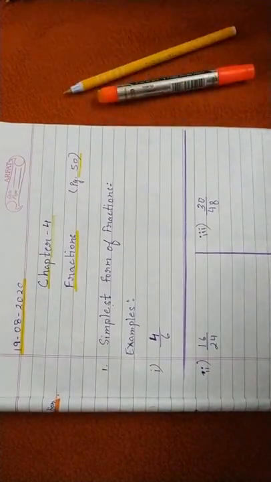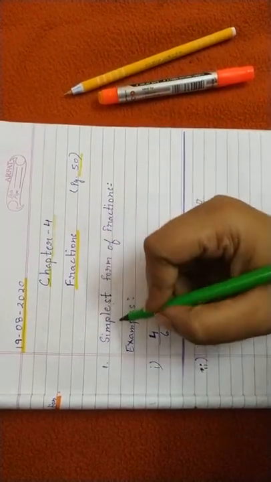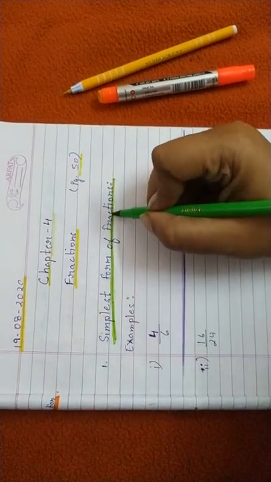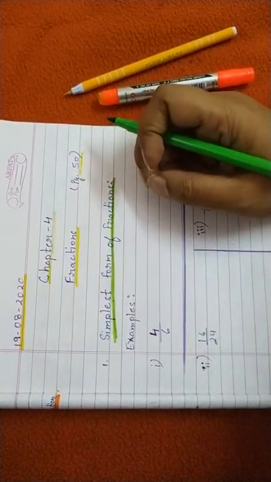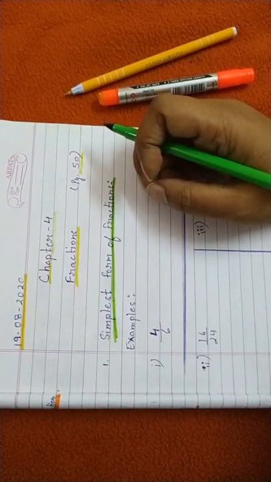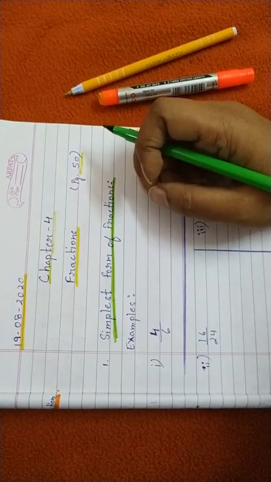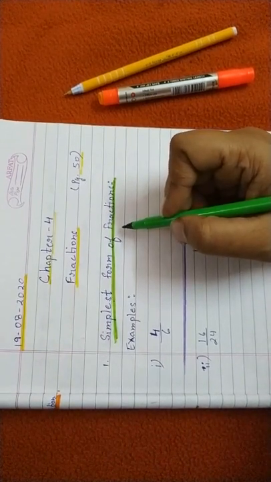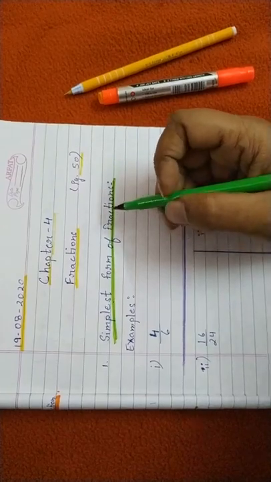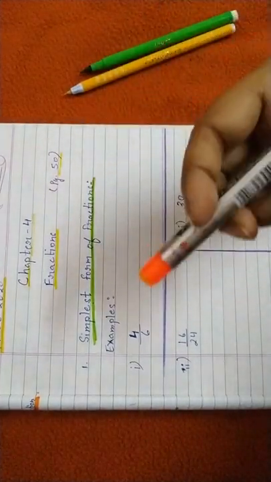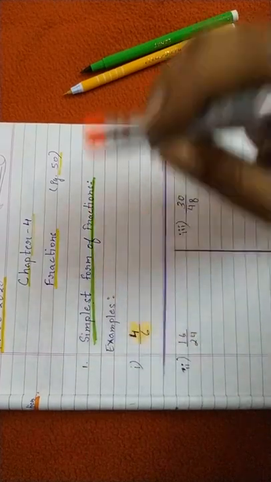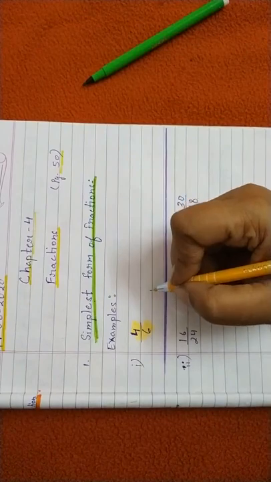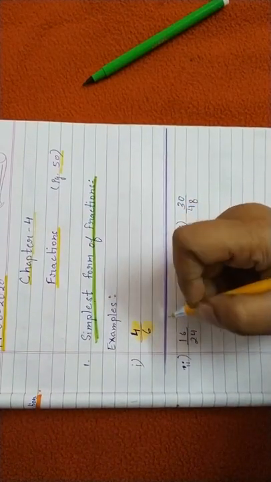Now children, let's start with the simplest form of a fraction. Simplest form of a fraction means changing the fraction into its smallest form. For example, here I have taken the example 4 upon 6, where 4 is the numerator and 6 is the denominator.